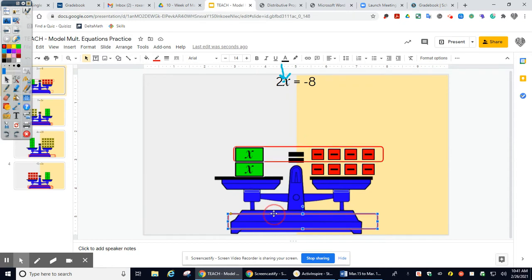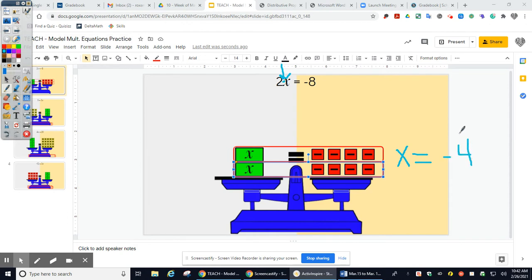And we're going to do the same thing here. We have 1x and 4 negatives in each group. So if I've divided the 2 groups up equally, because the opposite of multiplying by 2 is dividing by 2, I can clearly see that in each group there is 1x, and 1x has 4 negatives. So our answer would be x equals -4, which makes sense. 2 times -4 does equal -8.